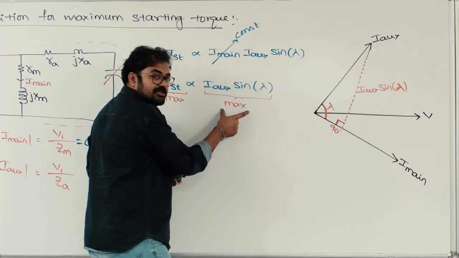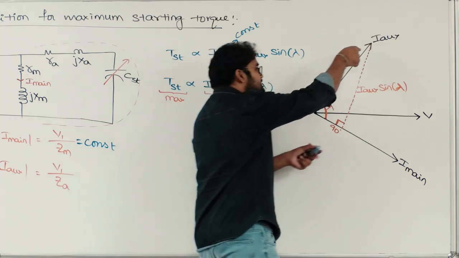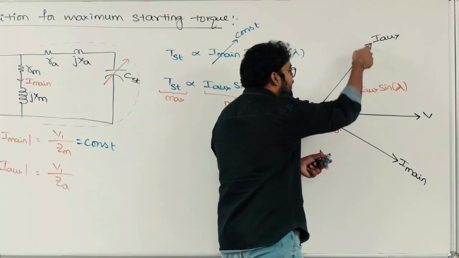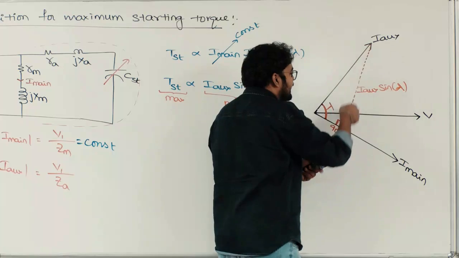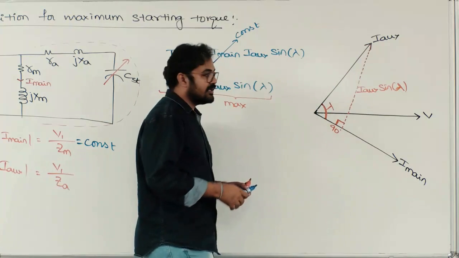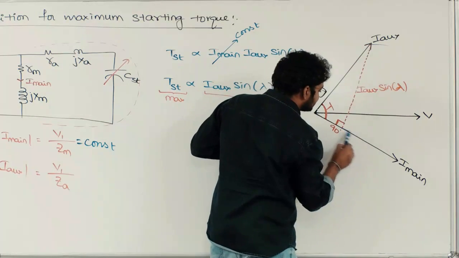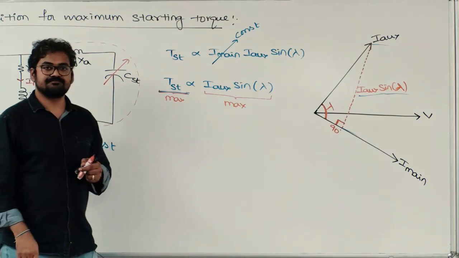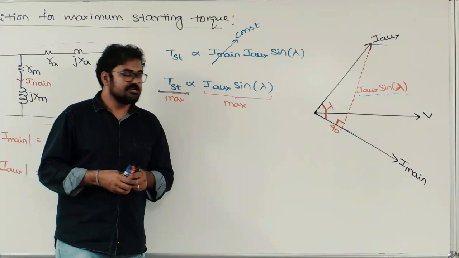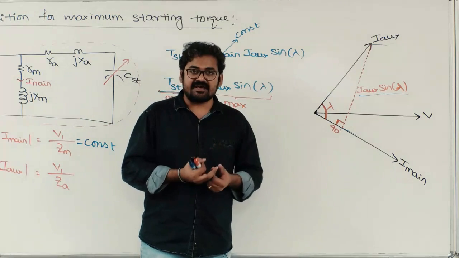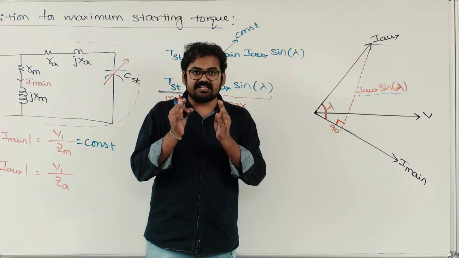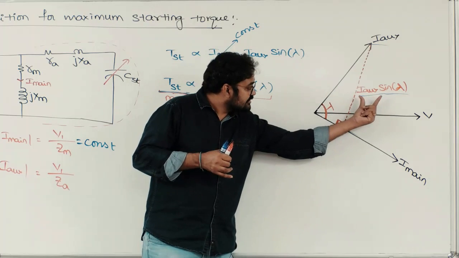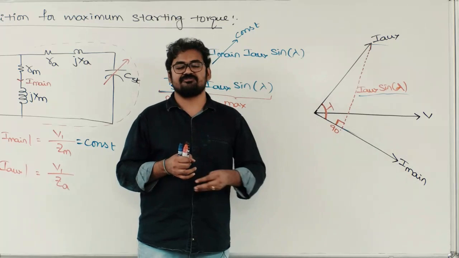This entire product should be maximum means this red color line length should be maximum. I auxiliary sine lambda. This entire red color line length should be maximum. If this length is maximum, indirectly starting torque is also maximum. Catching the point? So, what is the capacitance value? I wanted to develop a mathematical equation now. What is the capacitance value at which this length is going to be a maximum value?